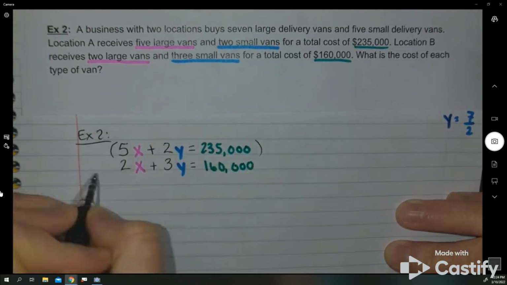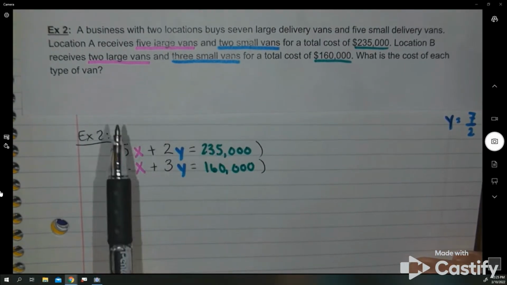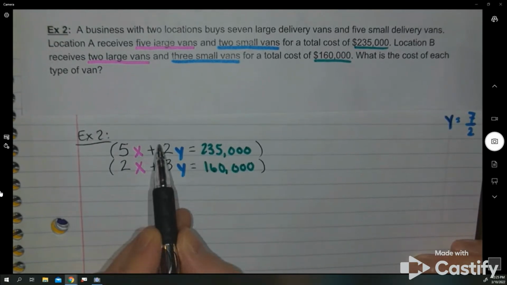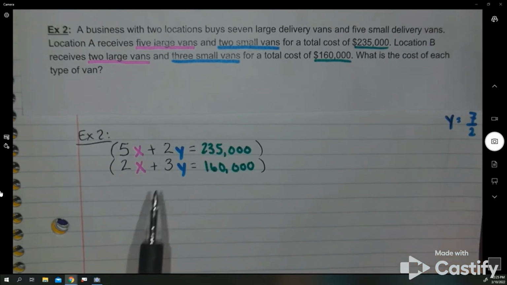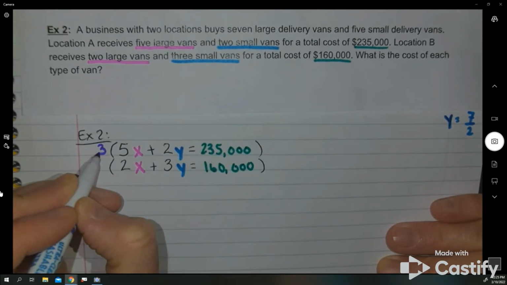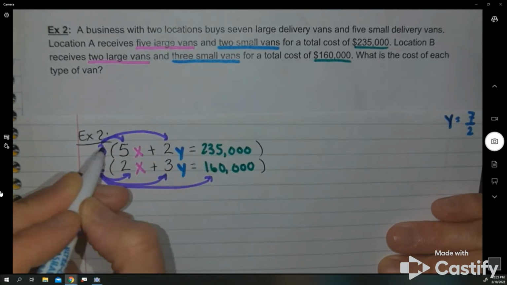In order to make one of our variables the same, we have to multiply. I'm going to focus on eliminating my y variables since those numbers are a little bit smaller. So in order to make this the same as down here, I have to multiply both equations this time. 2 times 3 would give me 6, and 3 times 2 would give me 6. So I'm going to multiply everything on the top by 3 and the bottom by 2. All right, draw my arrows in here.